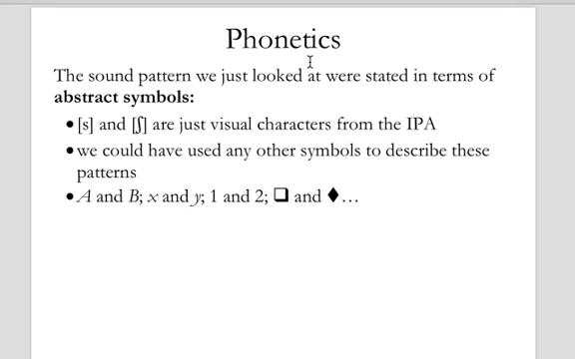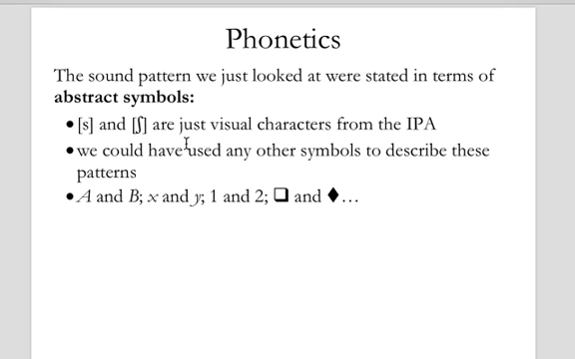So we just looked at a whole bunch of sound patterns, right? And these involved s and sh and e and other vowels, a, o, a, u. But we weren't actually looking at recordings of these or anything. We were just looking at these stated in terms of abstract symbols, right? This squiggly mark and this other squiggly mark are just visual characters from the International Phonetic Alphabet. There's nothing about these that are inherently related to the sounds involved.